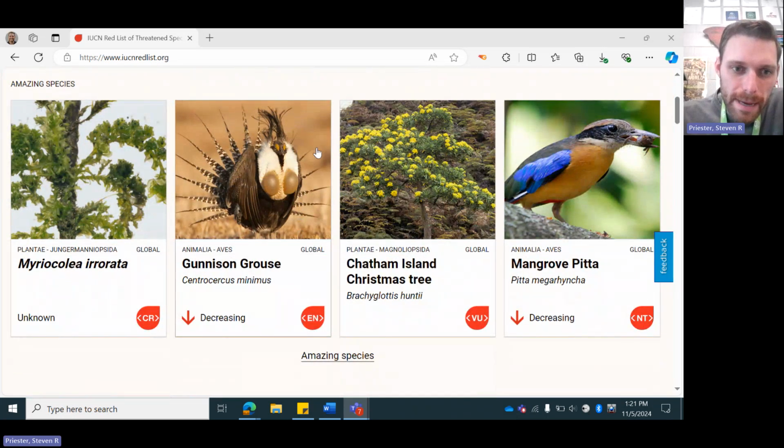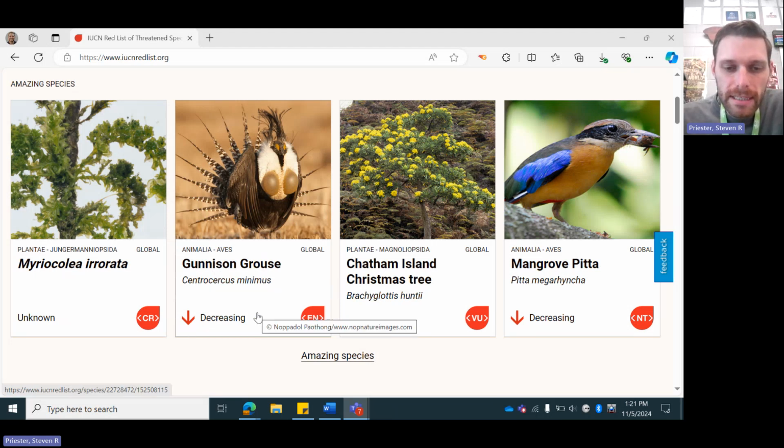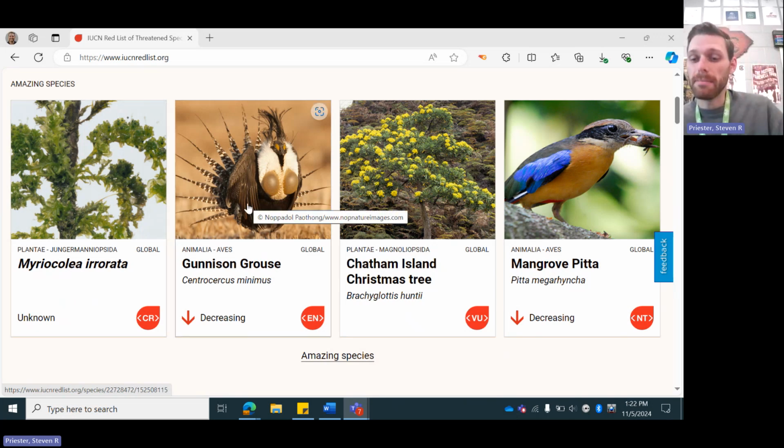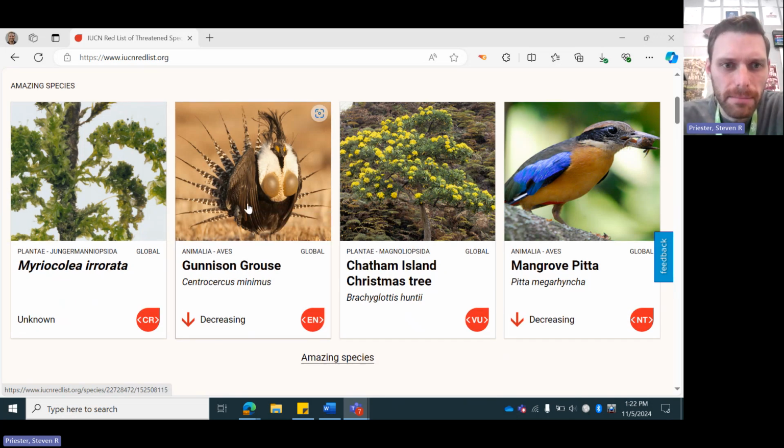For instance, this picture here, the Gunnison grouse, its population is currently decreasing and it is marked EN, which is endangered. Over here, this one is critically endangered. The Myriocella irrata, its population is unknown. So some of these species have a lot of information, some don't.